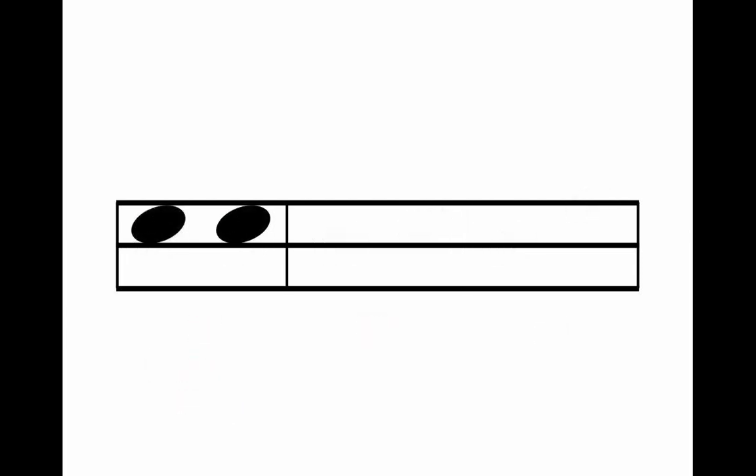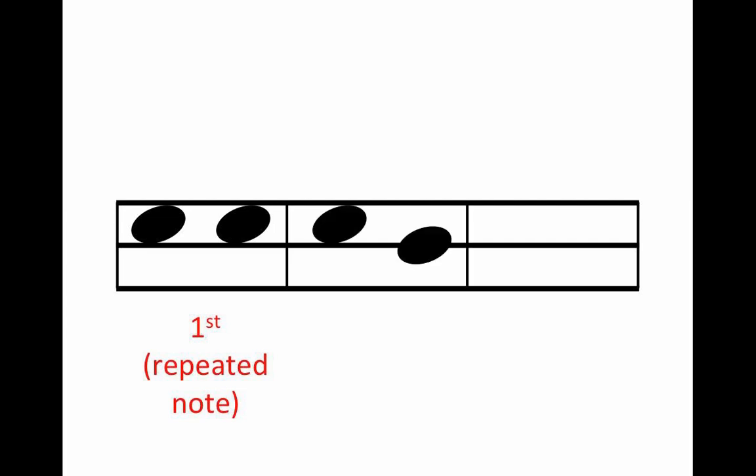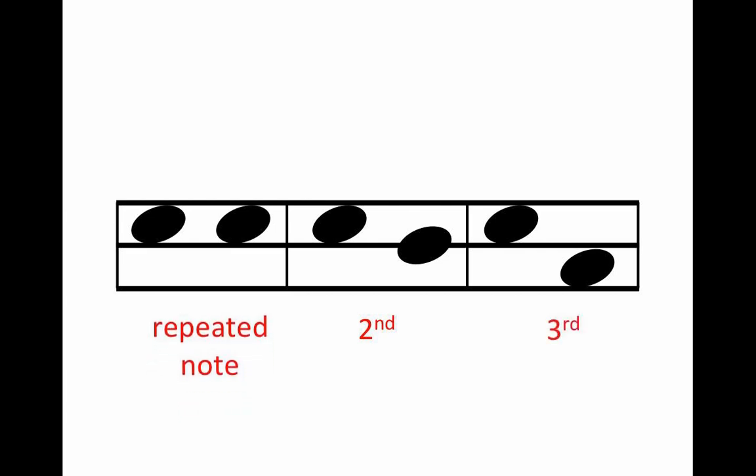So here we have two space notes. It's a repeated note. And here we have a space note going down to the very next spot, to that line. That is a second. And here we have a space note going down to the very next space, going down two spots on the staff. This is a third. Now, like I said, we don't call them firsts, we call them repeated notes. Just so you know, it's often called a unison, that's Latin or something, but we're just going to call them repeated notes.